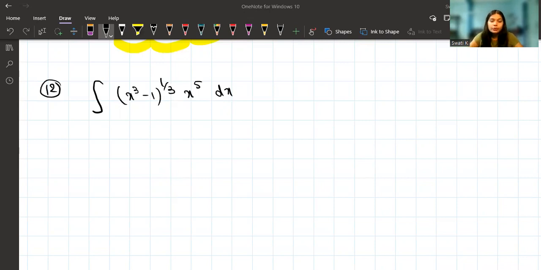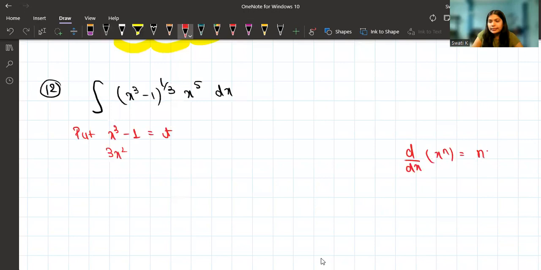So here what I'm going to substitute, I'm going to substitute x cube minus 1 to be t. So if x cube minus 1 is t, so if you do the derivative, this will become 3x squared. How? Because we know that derivative of x raised to n is nx raised to n minus 1. So using this formula, it will clearly become 3x squared. Derivative of 1 is 0, so no need to write down, and then dx equals dt. Now here I can write this as x squared dx equals dt upon 3.